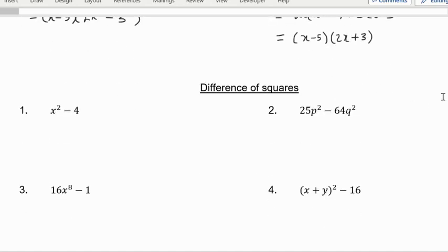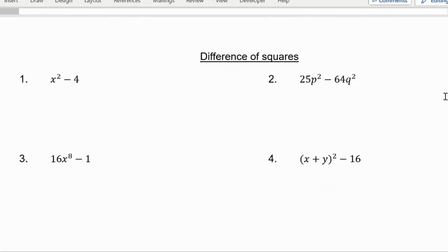Difference of two squares. When is it difference of two squares? Some people call it DOTS. What needs to be in place? Well, let's just make a little note over here. Three things need to be in place.